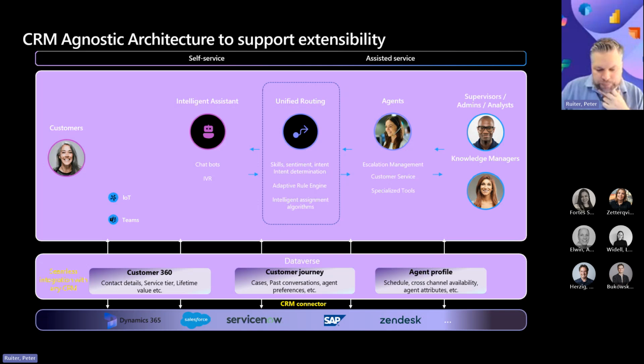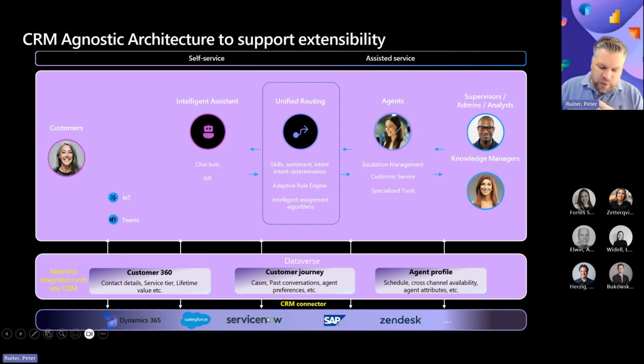Microsoft built that right into it. So it all runs on Dataverse, right? Dataverse is a data layer. That is where my contact details live. That is where the journey lives. That is where the agent profiles live. Every piece of data is in that Dataverse for unified routing to make use of.